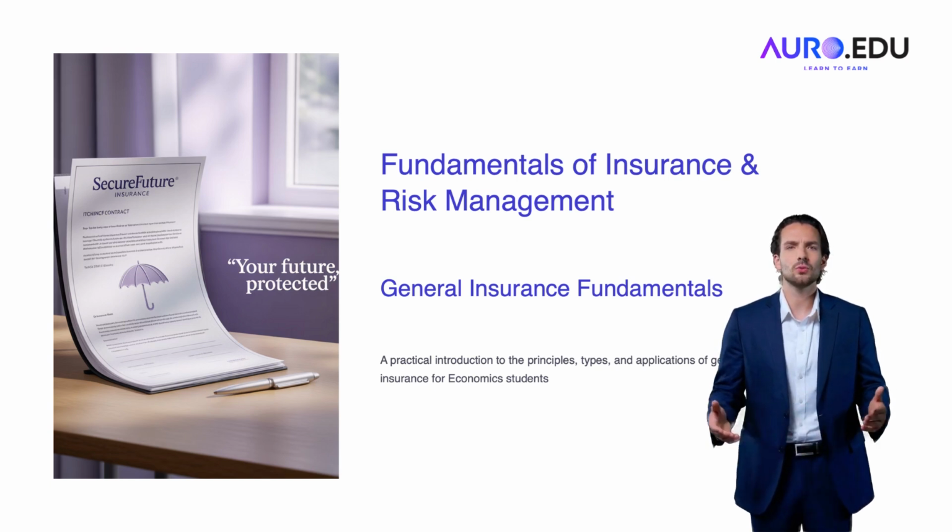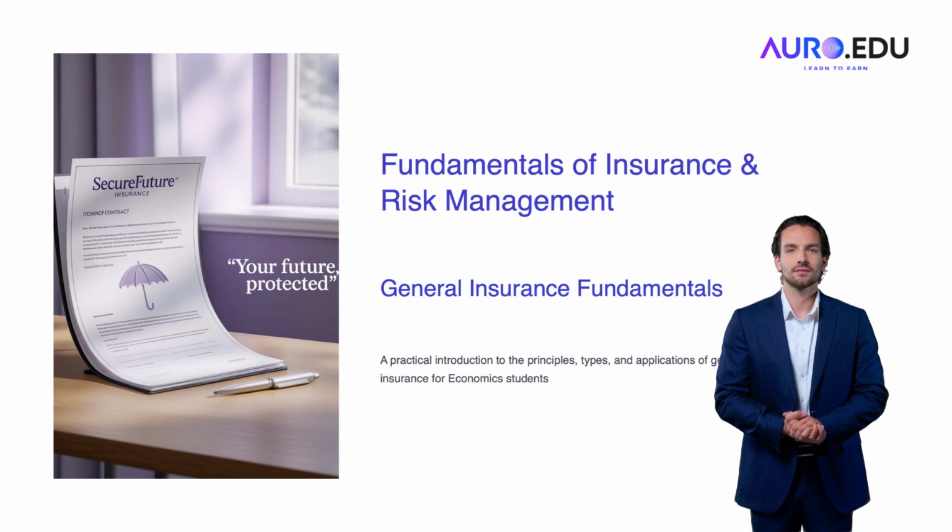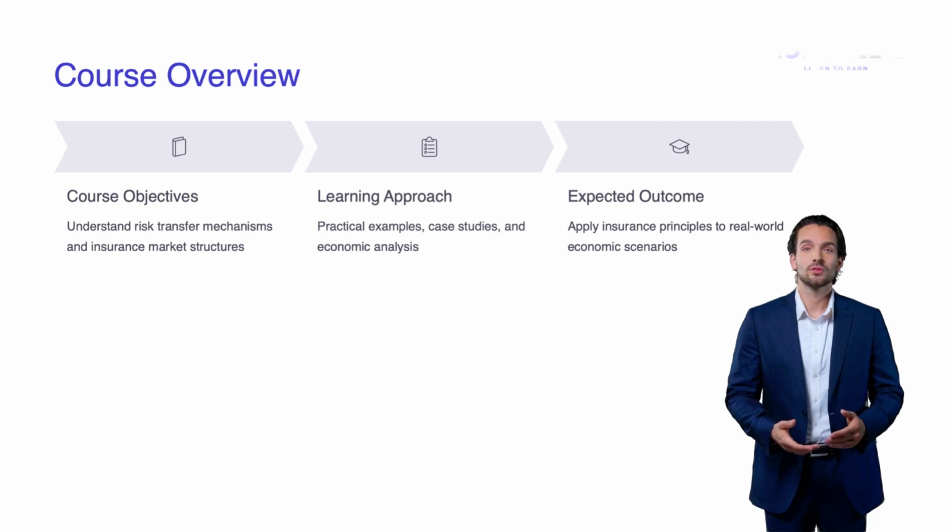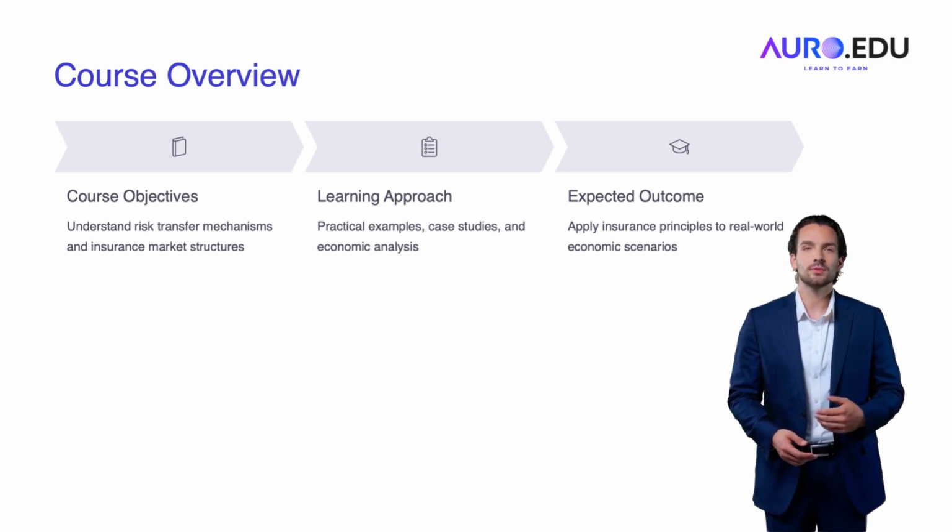By the end, you will see how something as everyday as motor or property insurance is actually part of a much bigger economic system. Course overview. General insurance covers all types of insurance except life insurance. It protects against losses or damages to assets, liabilities, and other specified risks.